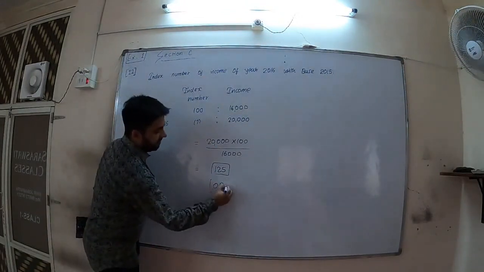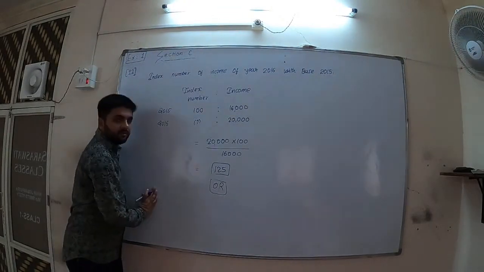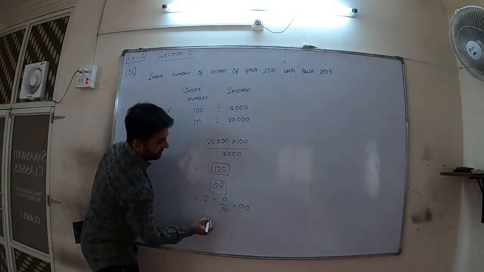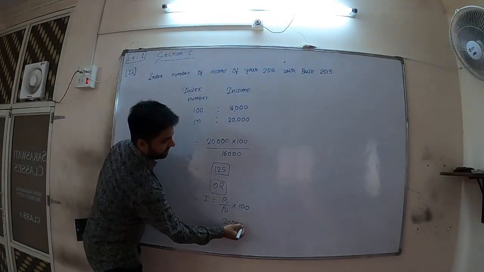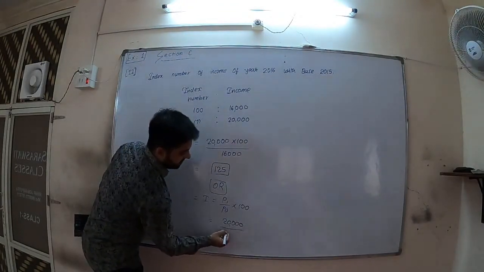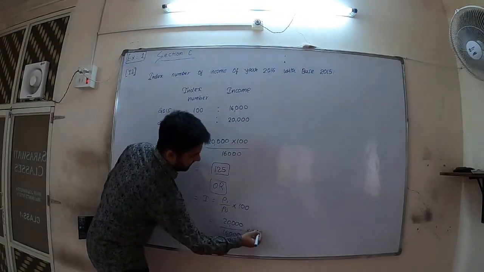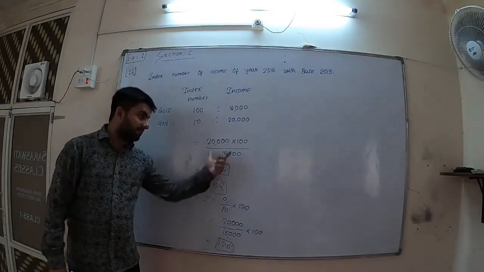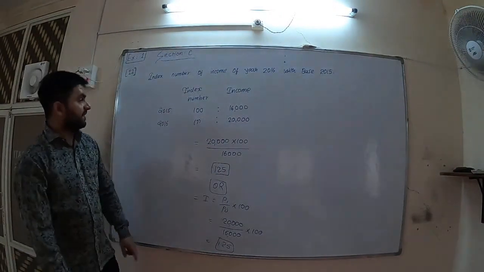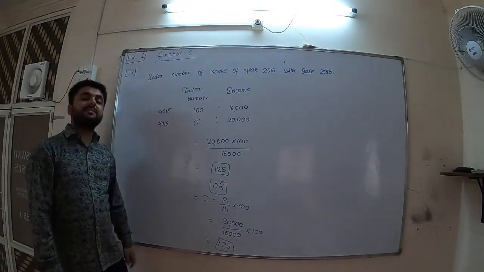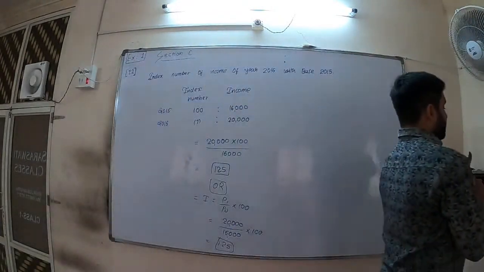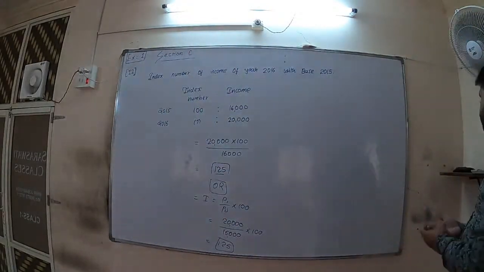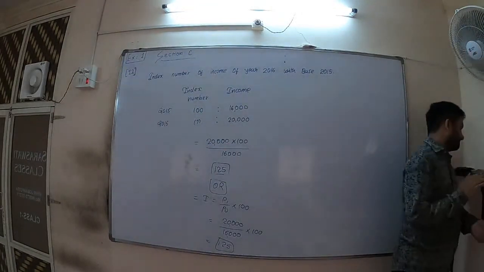Or how can you solve this? You don't need to do this thing. What is the formula for index? Index is equal to P1 upon P0 multiply 100. P1 means current year's income, 20,000 upon 16,000 multiply 100. Then also you can get 125. The same thing is written here. But there are two methods to solve this sum. This is a very easy method because the same thing is repeated. If you need, you can write both things. If you need only to write till this much, then don't write this thing. It depends on you. Look at the sum, then go on to the next.